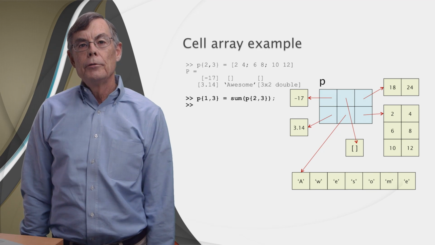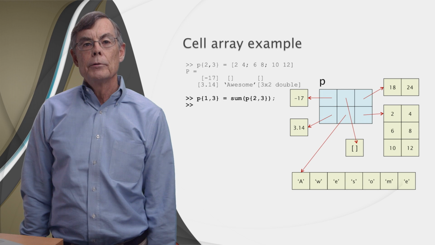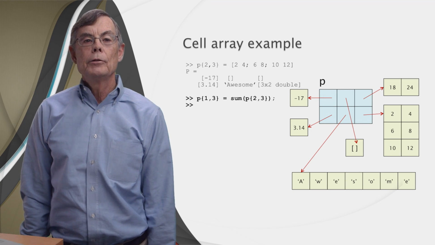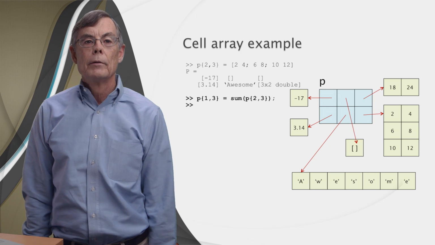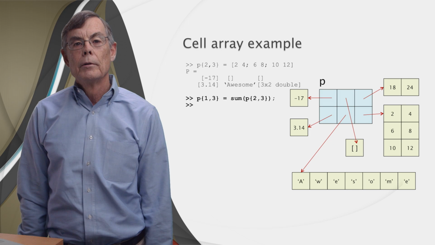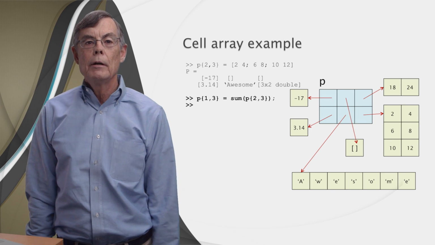In this statement, braces are used differently. When they're not on the left side of an assignment statement, braces indicate that the object pointed at by the element is to be retrieved instead of its address. Thus, in this case, P{2,3} retrieves the 3 by 2 array pointed at by element 2,3 of P.